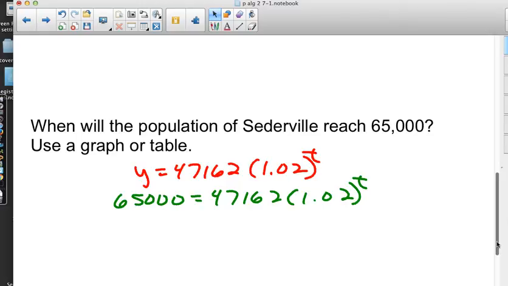Have any of you done logarithms in your science class? Okay, good. So a few people have experience with logarithms, because what we would do with logarithms is we'd divide both sides by 47,162 and then we'd use logarithms. Others? Sorry, you asked. We're going to have to do this before. You will.